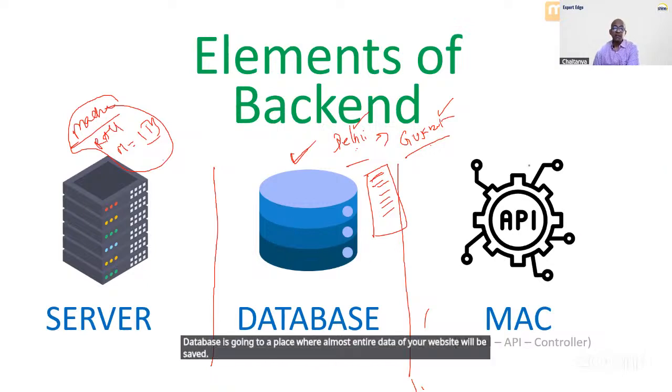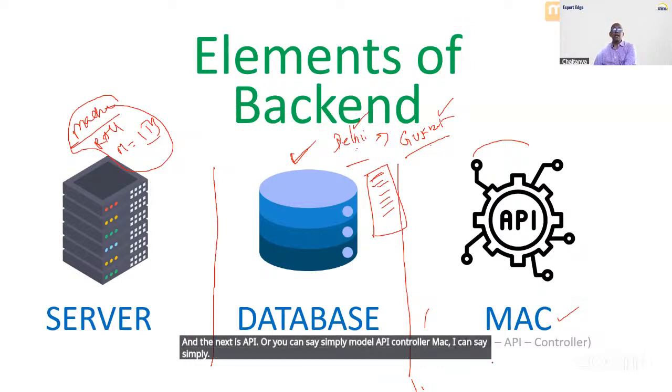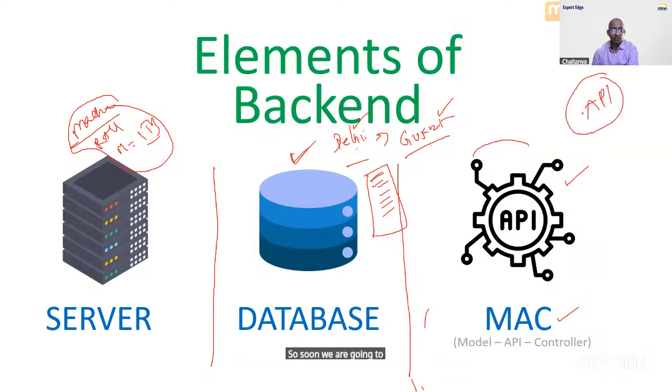And the next is API, or I can simply say model API controller, MAC. Okay, so this MAC means the backend coding. The backend is one of the backend components. In this component, we are going to develop the APIs. Soon we are going to understand what API means and where we are going to use it, etc. No need to worry.